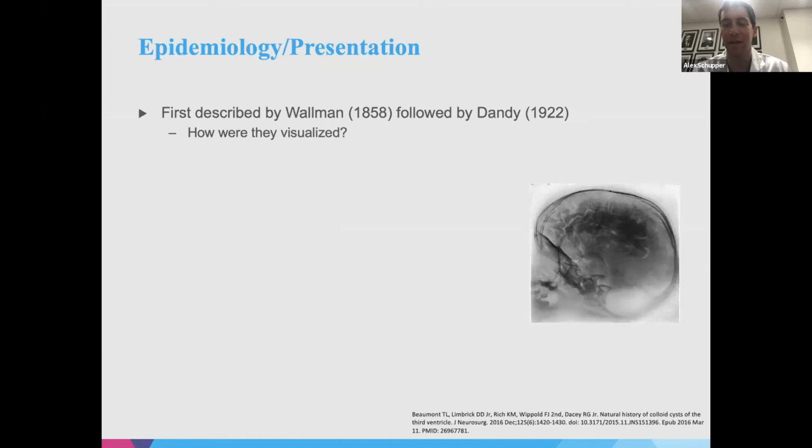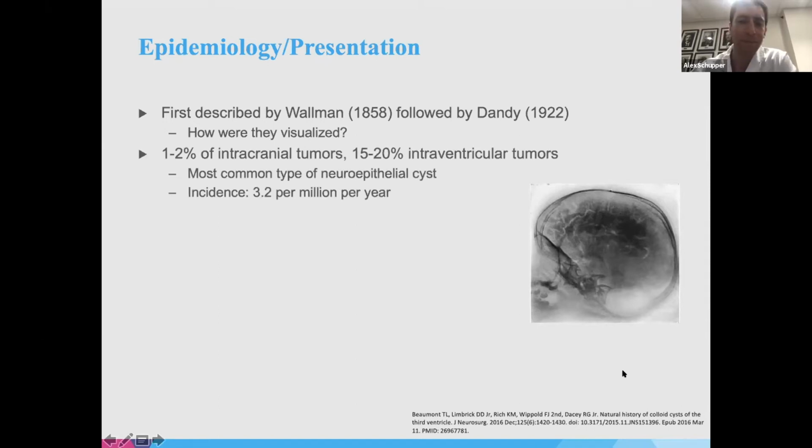Essentially, they inject air and take an X-ray to better visualize the intracranial contents. So this is how they used to diagnose these lesions. It's pretty cool. Obviously, we don't use these anymore since CAT scans became popular in the 1970s. In terms of standard of care, we don't use these anymore, but I thought it was pretty cool. This is how they used to diagnose colloid cysts.